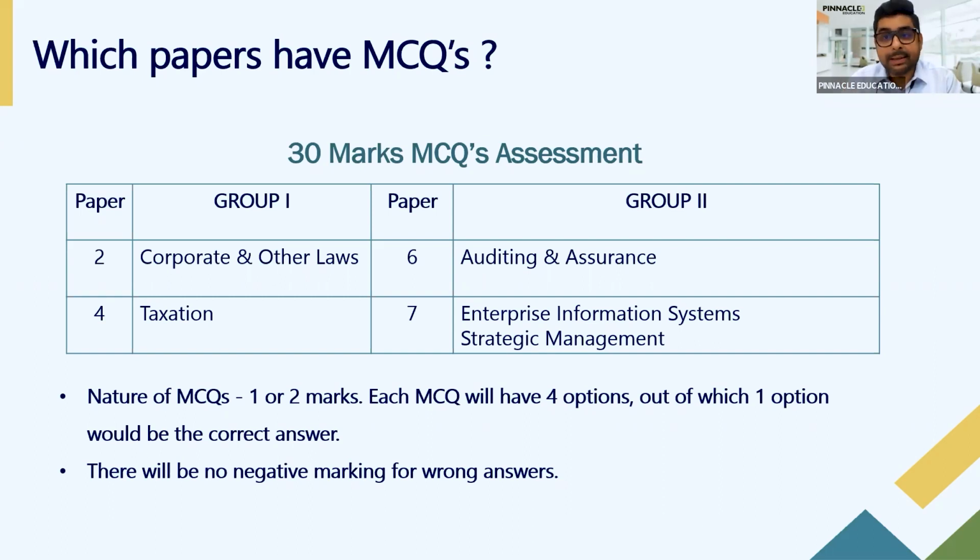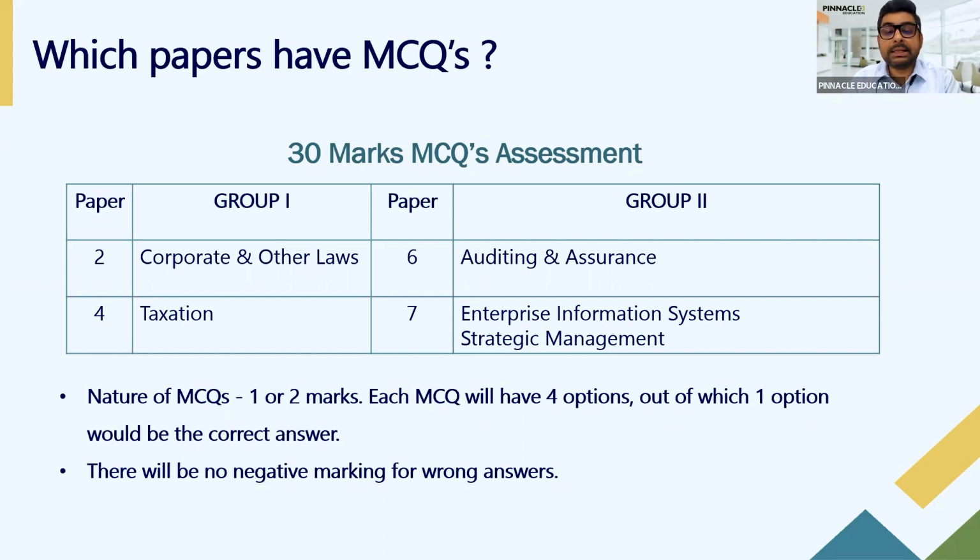But that's not the way it happens in CA Inter. A multiple choice question could be for 1 mark, sometimes it could even be for 2 marks, all right? And there is no negative marking, right? So 30 marks are reserved for MCQs. That's all you need to know. Now, the breakup within could be a 1 marker or 2 marker, but there is no negative marking.